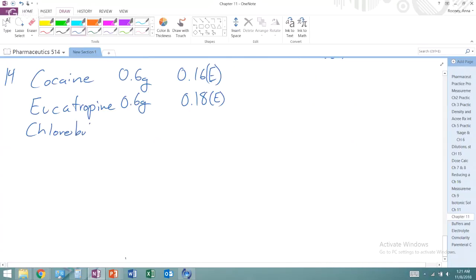Chlorobutanol, and that's 0.1 grams. And then that one is the E value. And then H2O, your water, is 30 milliliters.